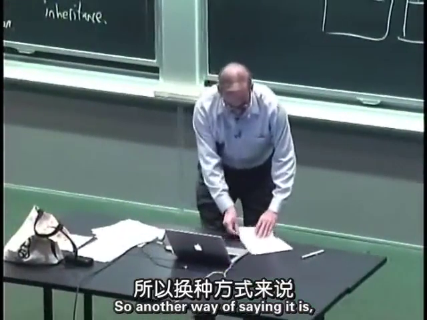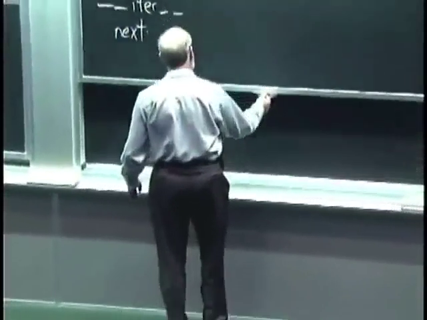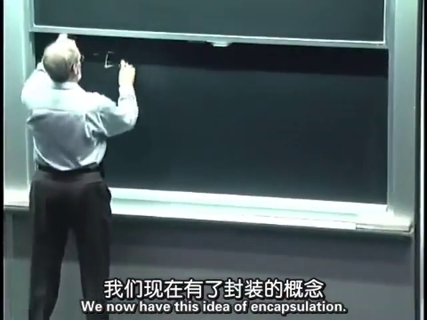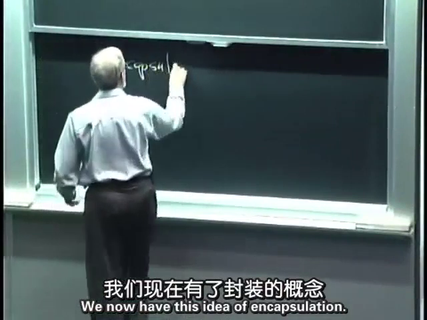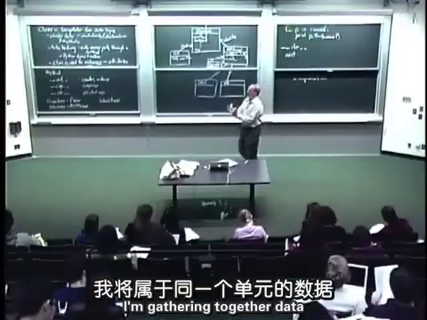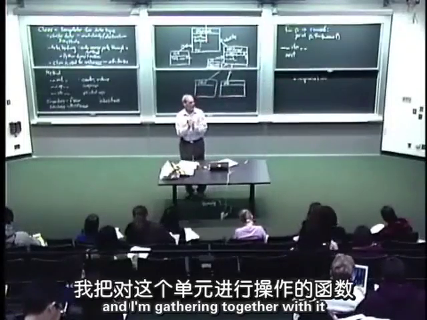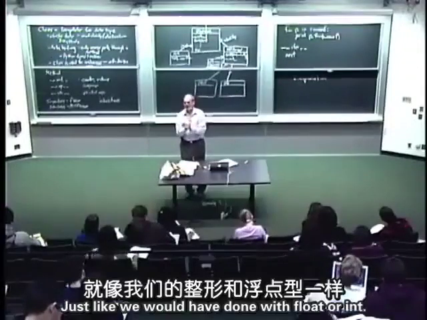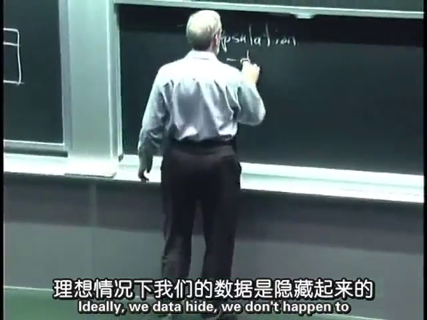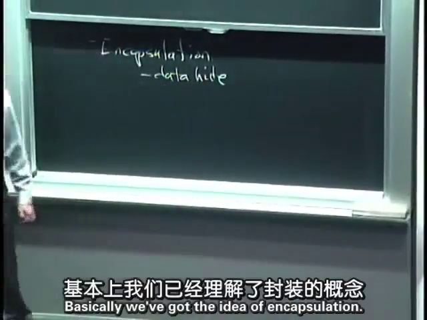So another way of saying it is, the things that you want to come away from here are, in terms of these classes, we now have this idea of encapsulation. I'm gathering together data that naturally belongs as a unit, and I'm gathering together with it methods that apply to that unit, just like we would have done with floats or ints. Right? Ideally, we data hide. We don't happen to do it here, which is too bad. But basically, we've got the idea of encapsulation.